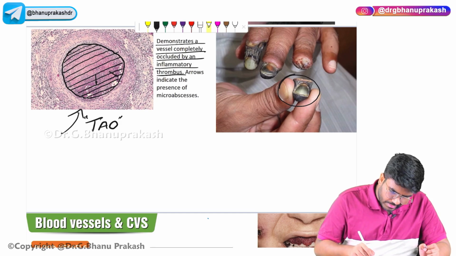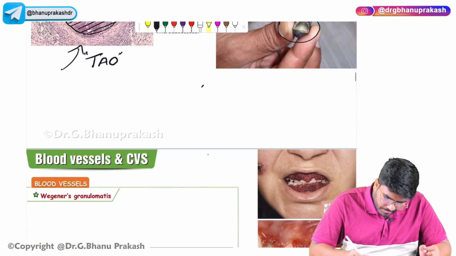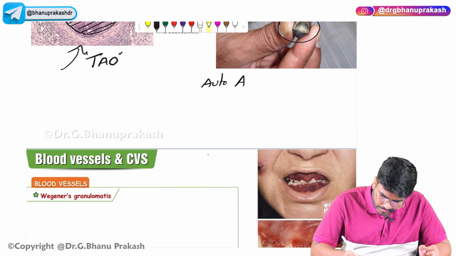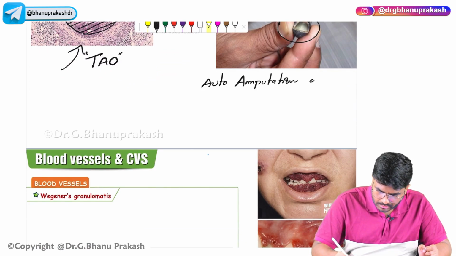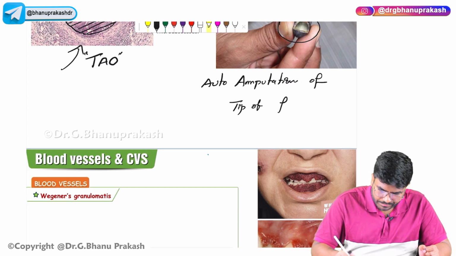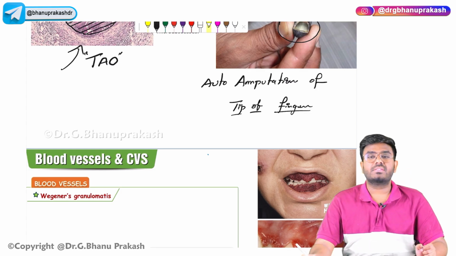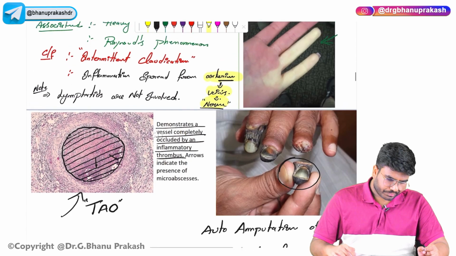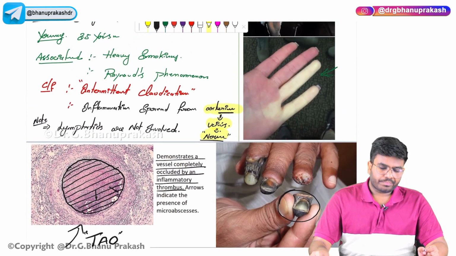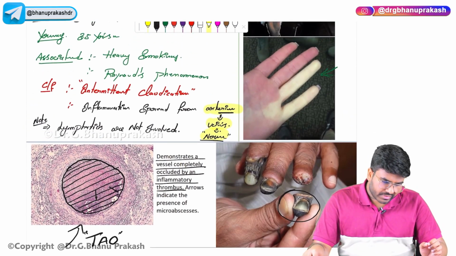Okay, so let me write here auto amputation of tip of the fingers. Okay, auto amputation of the tip of the fingers is going to be seen. Okay, so what are the important points which I want you to know?